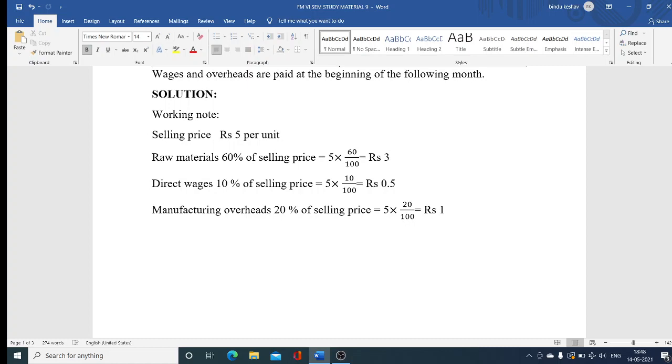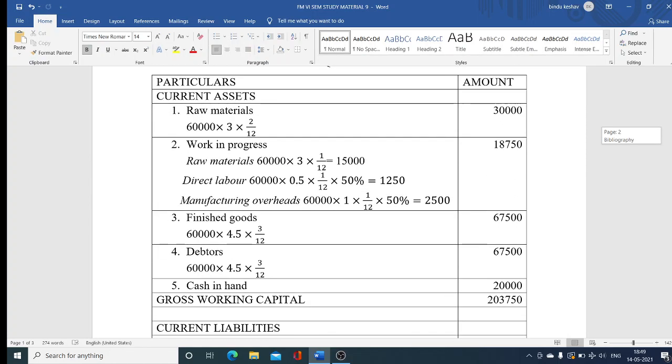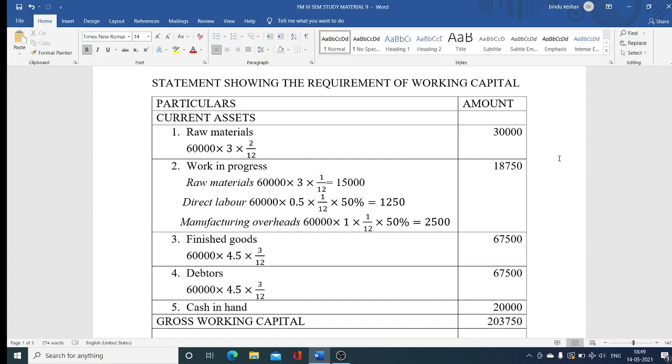With this information, now let us prepare the statement. The statement showing the requirement of the working capital. The columns are particulars and amount, 2 columns. Now to begin with the current assets. The first one is the raw materials. The year's production is 60,000, and for one unit of material, the cost is 3 rupees. So for the entire year it is 60,000 into 3. But we know that raw materials for 2 months will remain in stock.